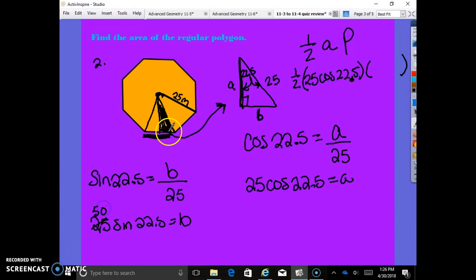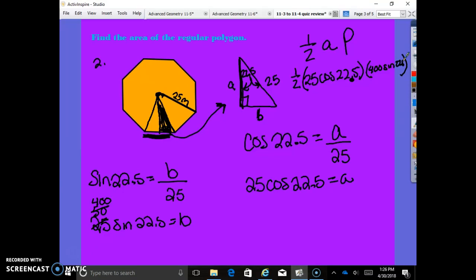What is 25 times 2? 50. And then if we wanted the whole perimeter, we have to multiply that by what? 8. By 8. And 50 times 8? 400. So now we're going to say 400 sine 22.5. So now we're going to use our calculator.